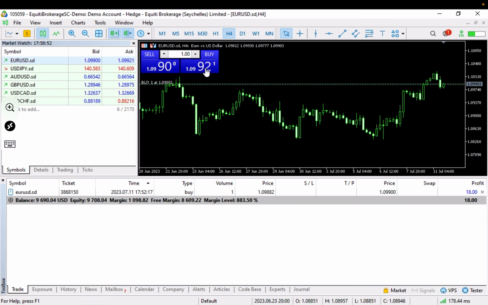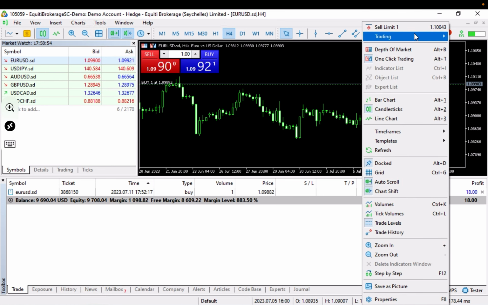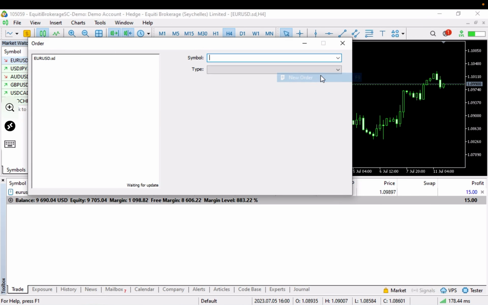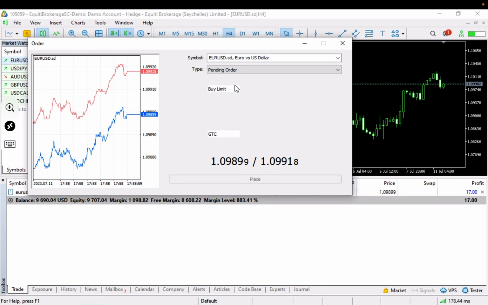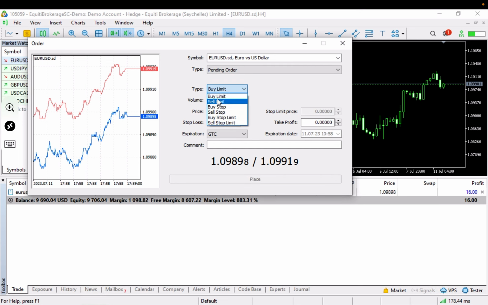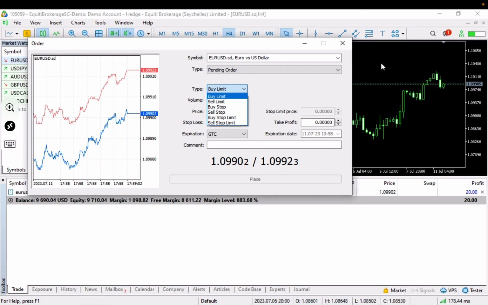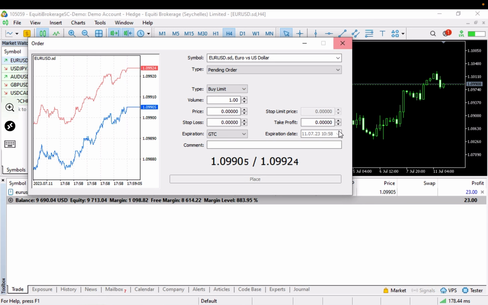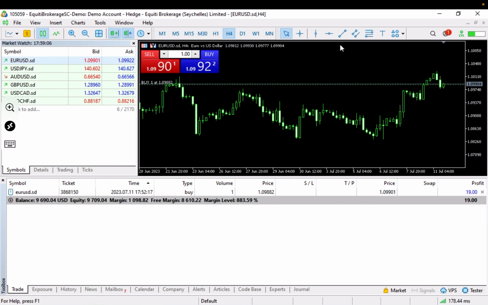Or else you can simply click on the chart, and you can then open a new order panel, and then you can select the pending order here, and then you can select the order type, limit order, and then you can put in the digits and open the position. So these are all the ways of opening and closing positions and orders. So that's all in short.